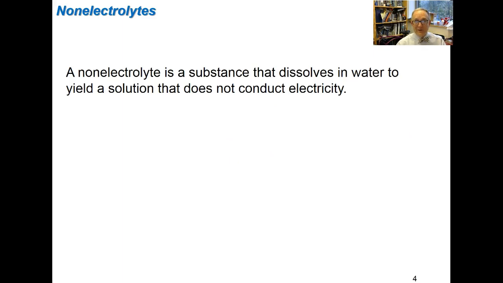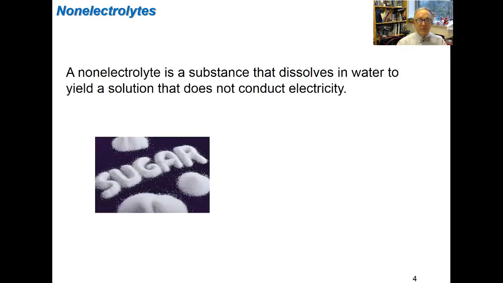Non-electrolytes don't conduct electricity. They dissolve in the water and become hydrated. Their crystal structure breaks apart, but it doesn't break apart to form ions, so there's no conduction of electricity. Table sugar, sucrose, would be an example of this.